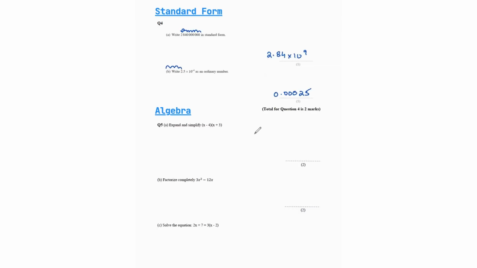Then algebra, expand and simplify. So we have a double bracket which we have to expand. So x gets multiplied with x and 3. Then -4 gets multiplied with x and 3. So that's x times x plus 3, -4 times x plus 3. That's going to be x squared. Remember, when we are multiplying variables, the power will change. So x times x is x squared. x times 3 is 3x. -4 times x is -4x. And -4 times 3 is -12. So that's x squared minus x minus 12.